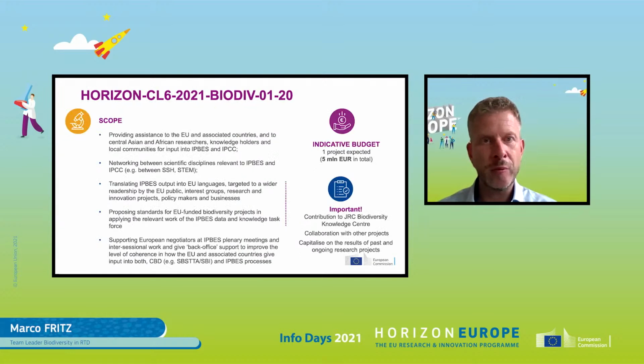The next slide will inform you about scope. What we want is that projects provide assistance to the EU and associated countries, also to Central Asian and African researchers, knowledge holders and local communities, so that they can give better input into IPBES and IPCC. We would like the networking between the scientific disciplines relevant to IPBES and IPCC, between the social sciences and humanities, and technology, mathematics and environmental sciences, to become much better, and to have interdisciplinary work teams.